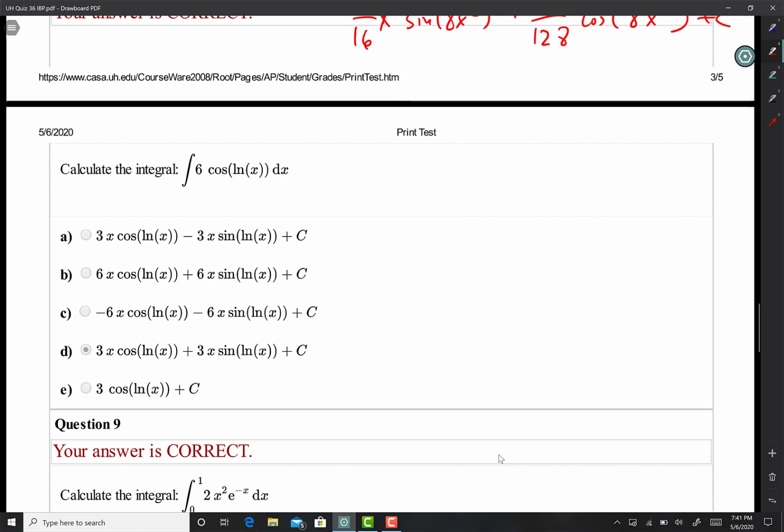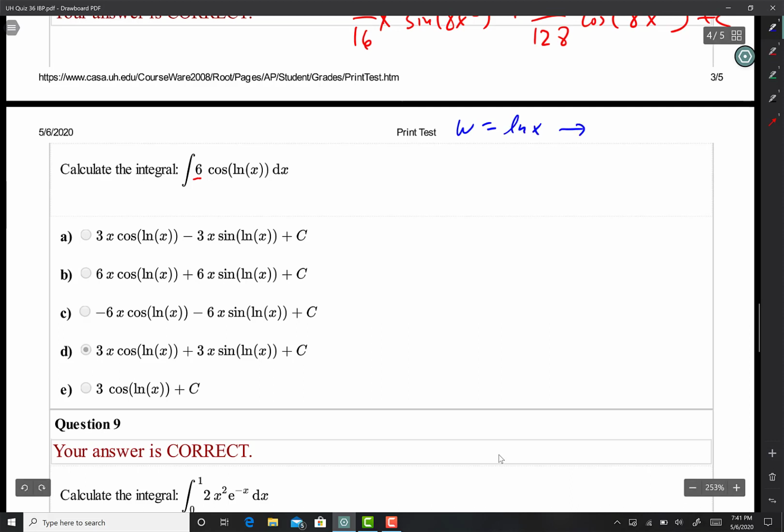You have to just transform it completely. So let's take this into account. So I see the 6 there, cosine ln of x, and let's just make sure that we know what we're doing here. So I'm going to transform it completely. Again, I'm going to use w. So I'm going to say w equals ln x.